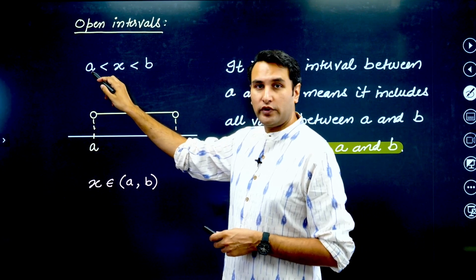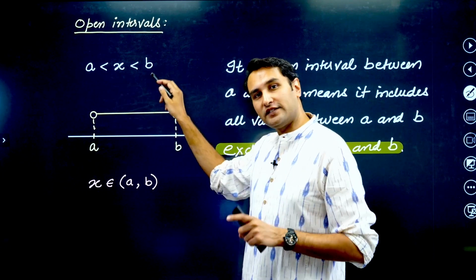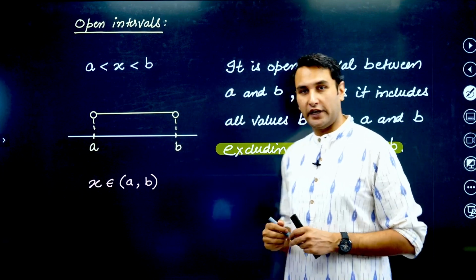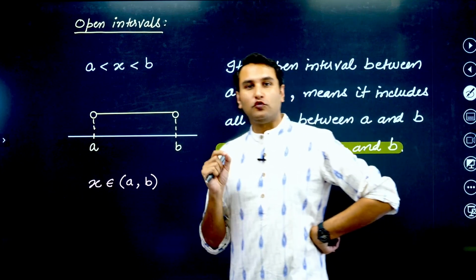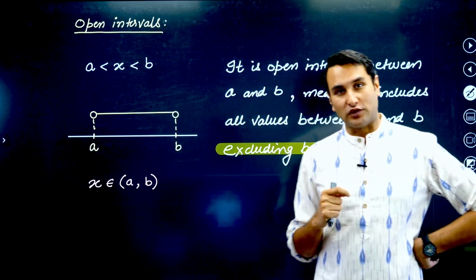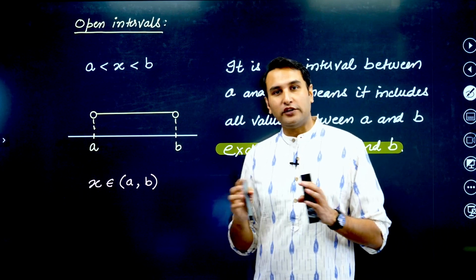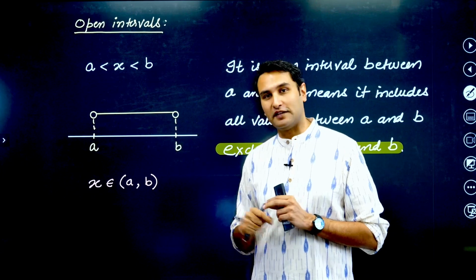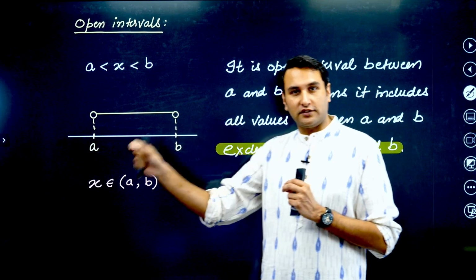Is X equal to A? No. Is X equal to B? No. But X is less than B and X is greater than A, right? This is the representation on the number line. But let's think of a story. You know what? I had two wonderful friends. One's name was Kunal and another friend's name was Achin. And usually, I used to go to their houses. But let's today talk about only one friend in this example, that is Achin.